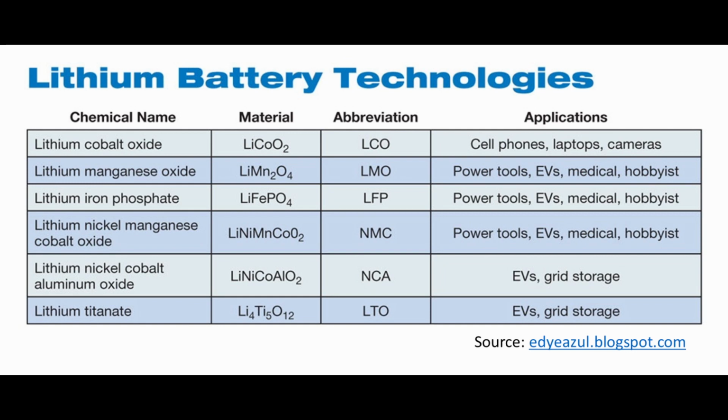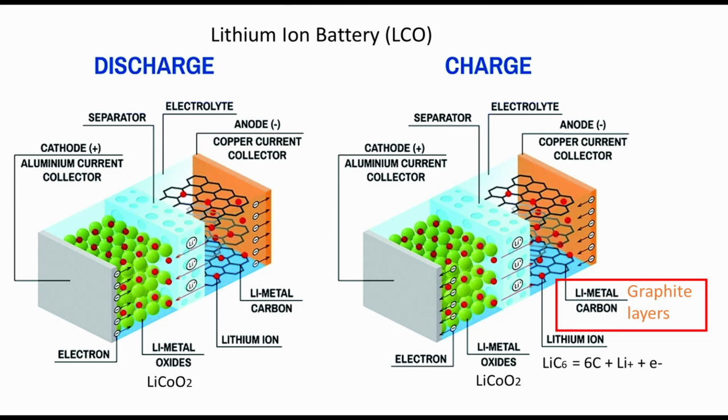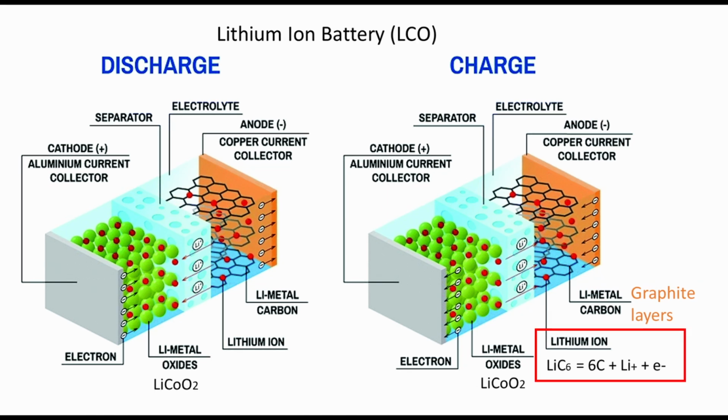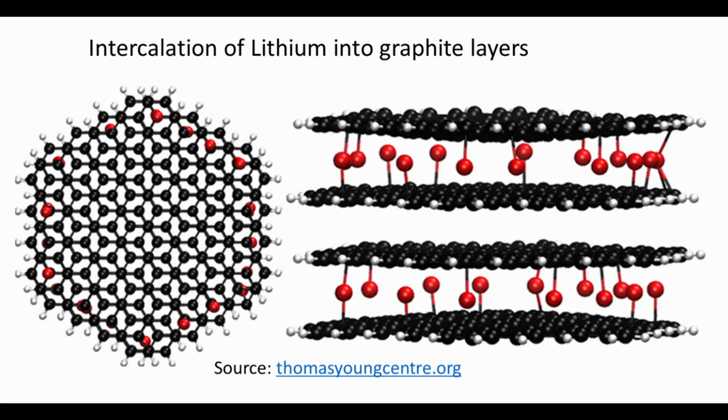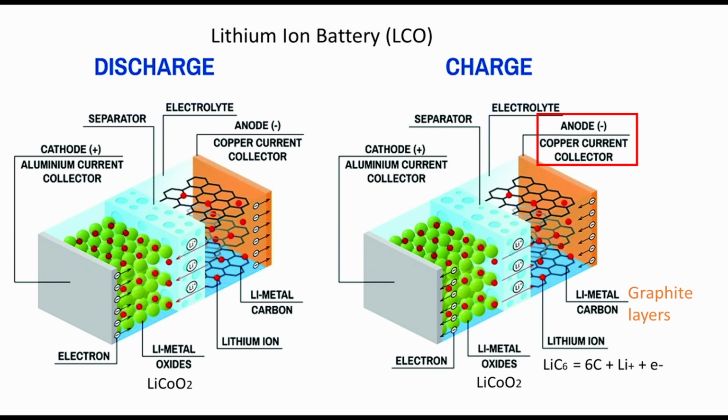lithium battery types later. The LCO battery anode material is a layered graphite matrix. Graphite is just a form of carbon. Upon charging, the anode matrix traps lithium ions and electrons as lithium carbon-6. The trapping of other atoms between layers of graphite is called intercalation. The anode end caps are copper.